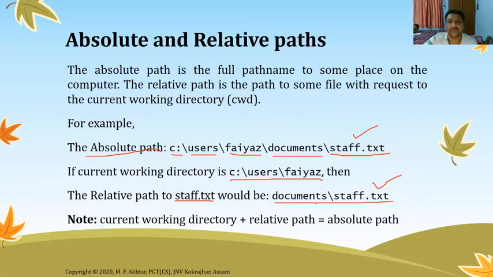So this is why we are learning this here: if we want to create a file in some different folder or directory, then we have to use this type of relative and absolute path. One thing we have to note is that the current working directory plus the relative path, if we add both, gives us the absolute path. For example, you can see here that documents\staff.txt is the relative path, and the current working directory is C:\users\files. When we add both, it becomes the absolute path like this.